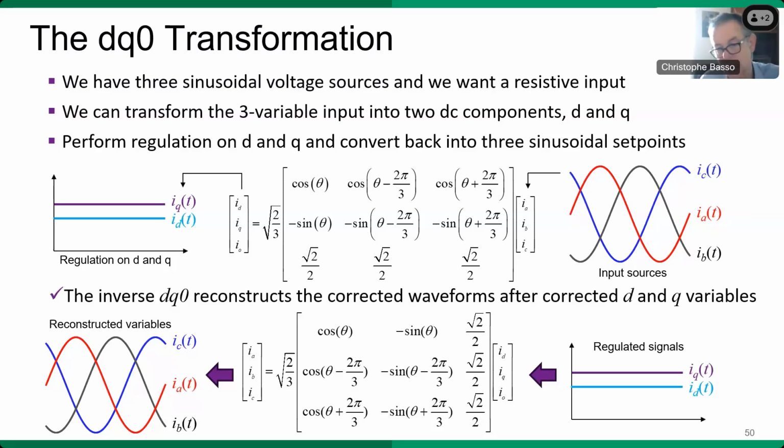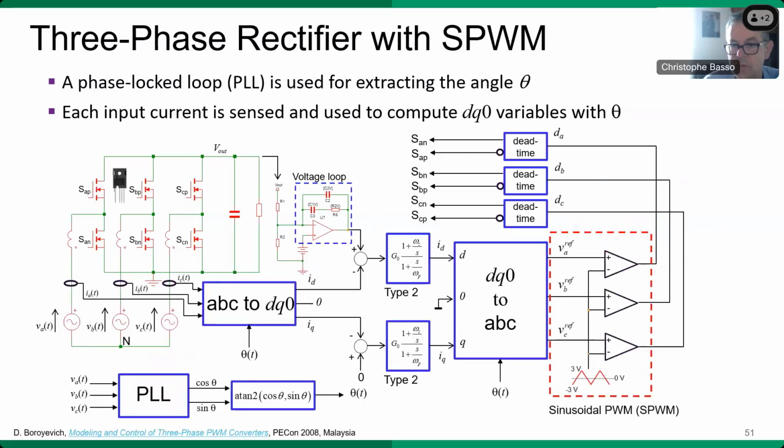And of course, once you have your regulated signal, you're going to use the inverse transform to deliver these new set points that you're going to send to the modulator for imposing the sinusoidal waveform to the input sources. Processing the DQ0 signal requires access to the input current, but also the theta angle computed via a phase-locked loop synchronized to the input source voltages.